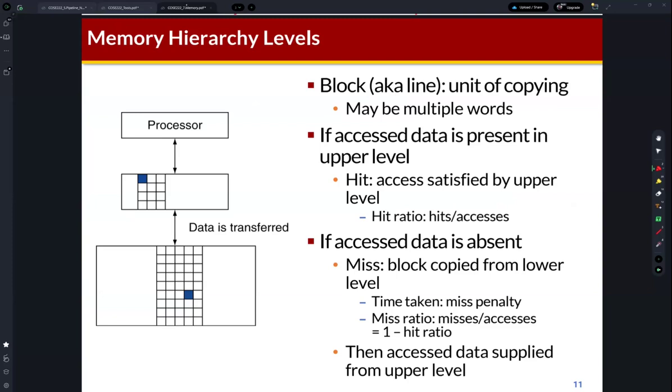If the required data is found in the fast and small memory, then this memory is actually called the cache. I will explain about the cache later. If the data is found, this case is called a hit. And if the data is not found, this case is called a miss.